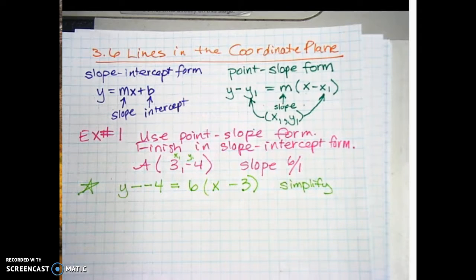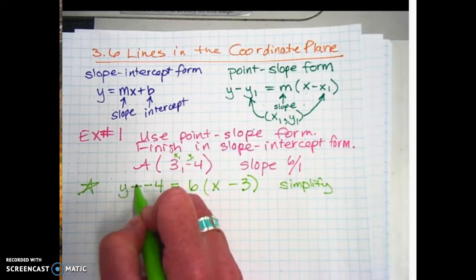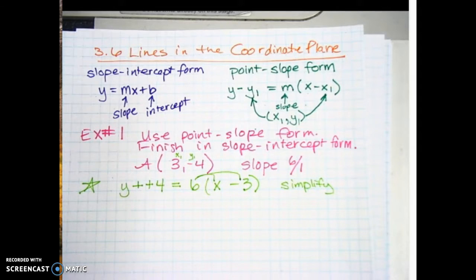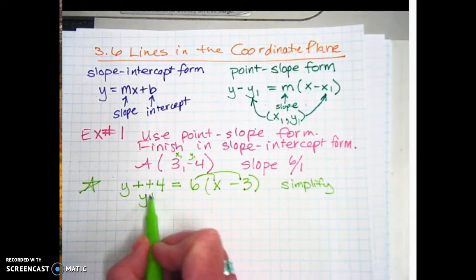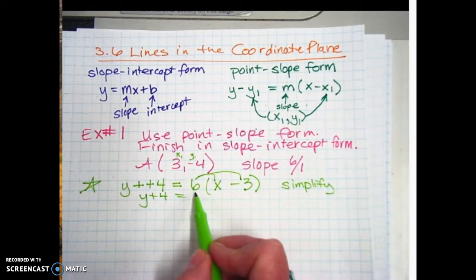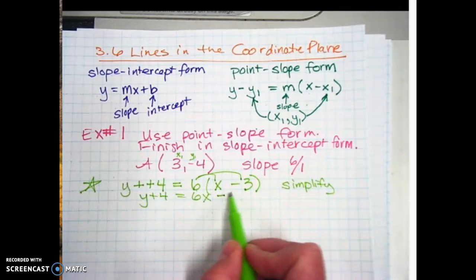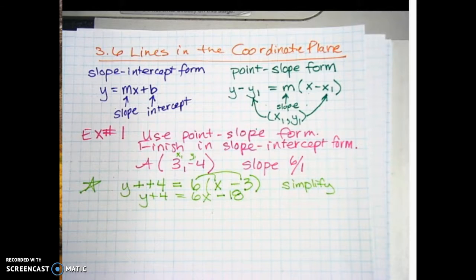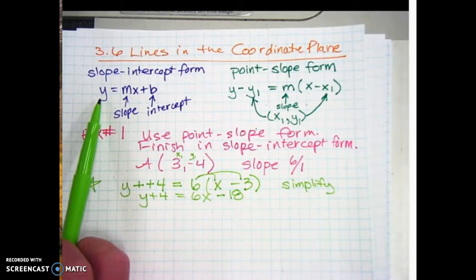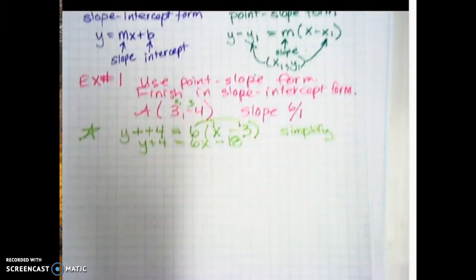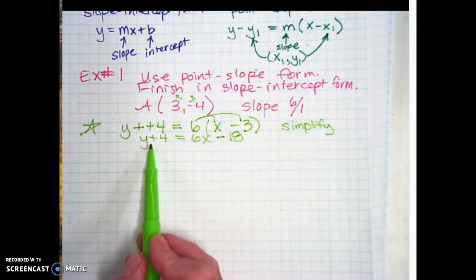Okay, so the first thing you want to do is a pre-algebra thing, right? You've got this minus a negative, so change it to adding a positive, and you've got some distributing to do on the right. Okay, so y plus 4 on the left, and then 6 times x is 6x, and 6 times -3 is -18. And then to get it in slope-intercept form, we want the y by itself, right? So right now, 4 is being added. What's the inverse operation of adding 4?